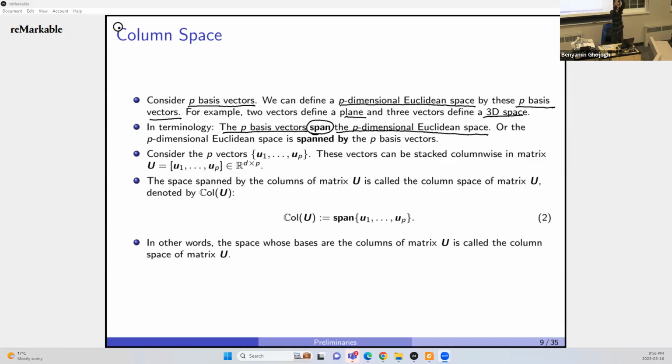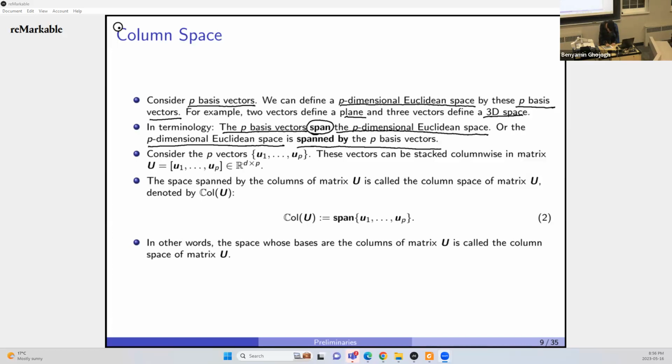This, and this. Three components, okay? And so every point or every vector can be considered as a linear combination of these three vectors, or these P vectors. And these P vectors span the Euclidean space, or the P-dimensional Euclidean space is spanned by the P vectors. Either the vectors span the space or the space is spanned by the vectors, right?